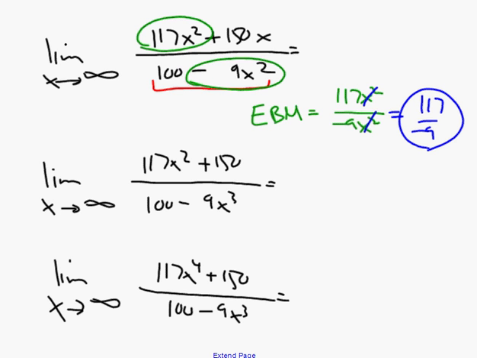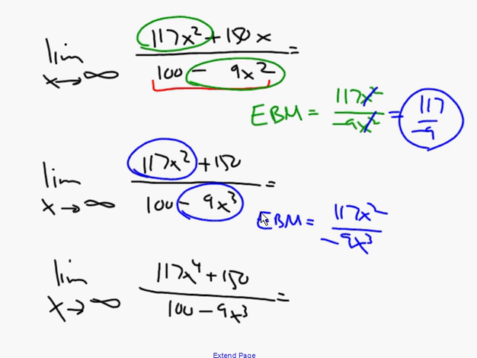Now, this helps you out a lot with problems where the highest power on top and the bottom are different. So look at this problem, for example. EBM equals the highest power term on the top, 117x squared, over the highest power term on the bottom, which is negative 9x cubed. So this time, it's not going to cancel completely to a number. By the way, 117 over negative 9 is negative 13. So when you reduce, that becomes negative 13, and on the bottom there's still an x left over. So now you need to do a little additional thinking. What happens as x gets really, really large to negative 13 over x? It gets closer to 0, and that's your answer, 0.